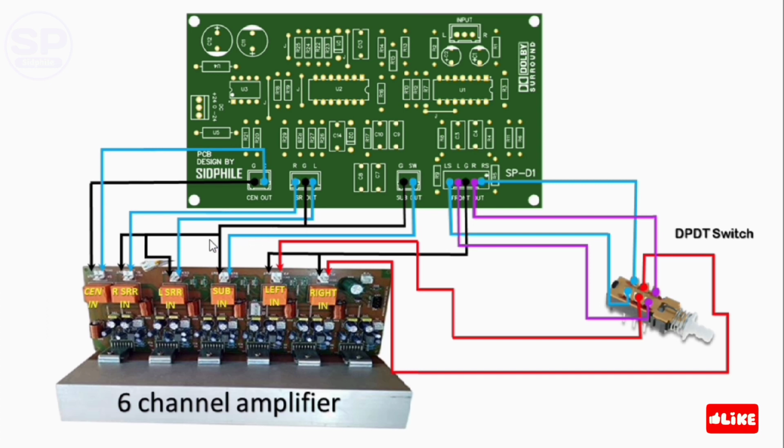For surround, connect the left and right outputs to the left and right amplifier inputs. Ground will be common to both channels. For center, connect this output to the input of this amplifier, and ground here.